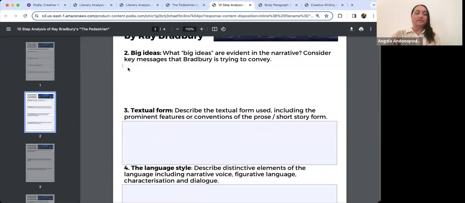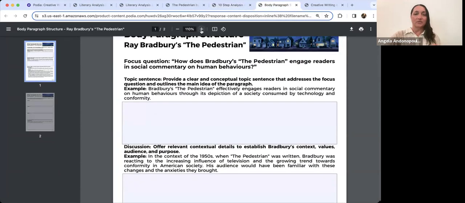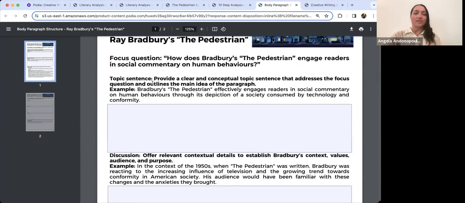So if we're going to think about what we think his story is about, and what are some of the big ideas that we can analyze there? If you had to, in a nutshell, say, okay, this is what the narrative is about, what would you say? How could you distill it down into a key message that he's trying to convey? Let me skip across to the focus question while you're thinking about that. The focus question for this week and for this text is, how does Bradbury's The Pedestrian engage readers in social commentary on human behaviours?